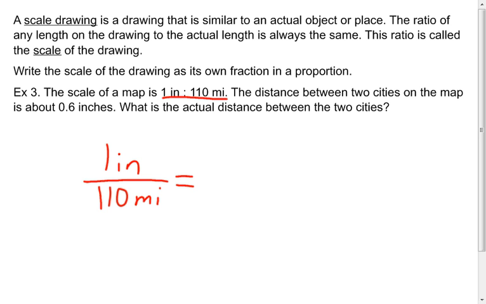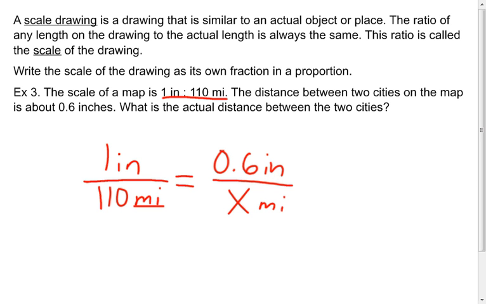The distance between 2 cities on the map is about 0.6 inches. Now, I have inches on top of my one fraction. So what do you think is going to be on top of the other one? Inches again. Inches on top. It says, what is the actual distance between the two cities? And what do you think that distance is going to be measured in? Well, over here I had miles, so over here I have to have miles.